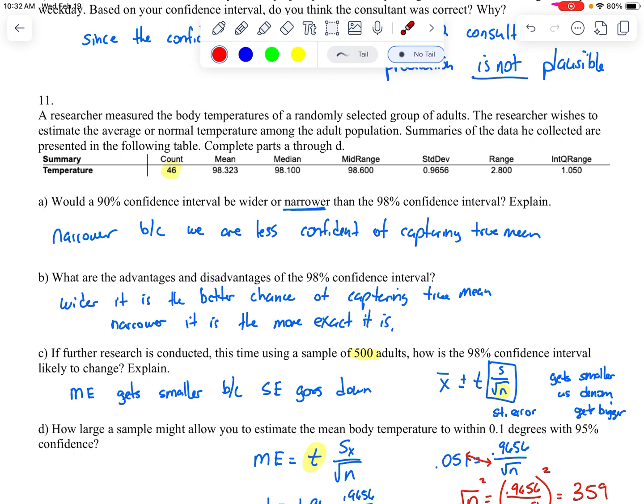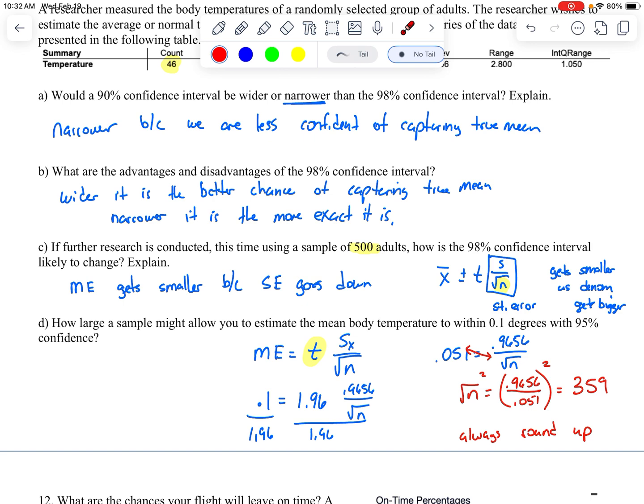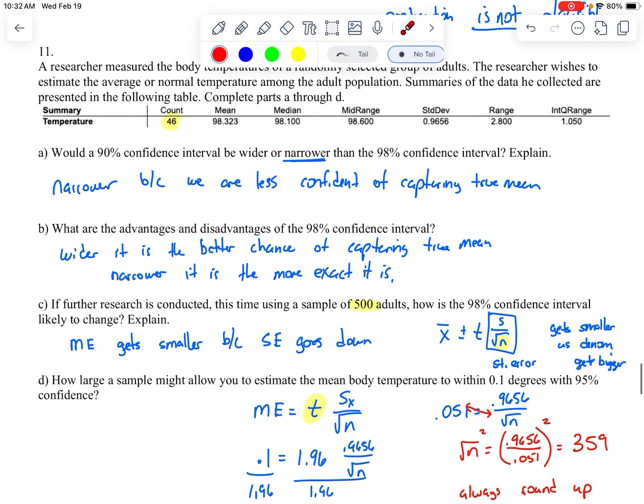If further research is conducted, this time we use a random sample of 500. How is the 98% interval likely to change? Again, this goes back to my formula. If I put a number that it was 46 up here, and now we're moving it to 500, the denominator of this fraction has to get bigger. As this gets bigger, that means this overall fraction gets smaller. Because my standard error gets smaller, my margin of error also gets smaller.